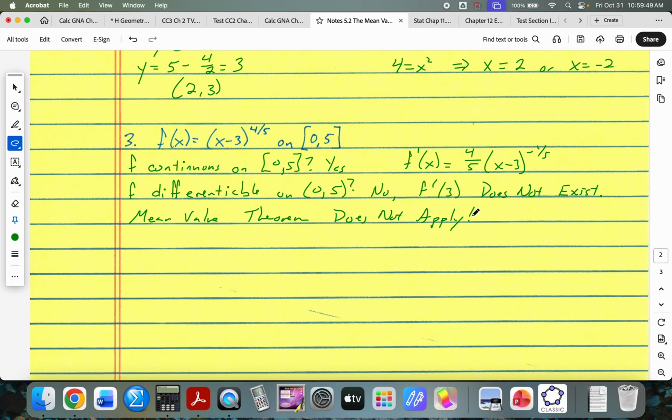Any questions about that? So you have to check both things. Is your function continuous on the closed interval, and is it differentiable on the open interval?